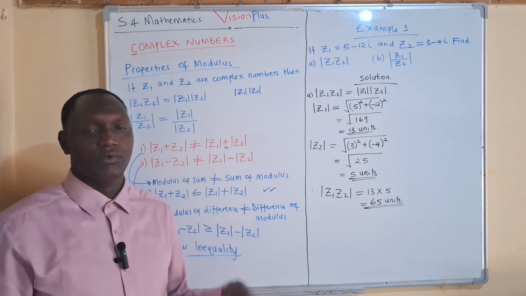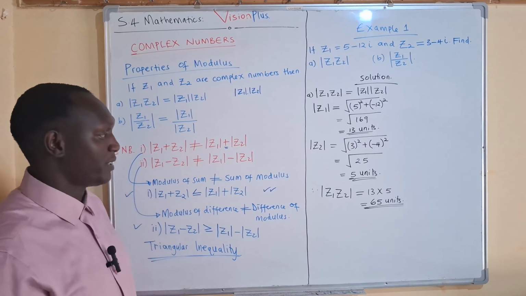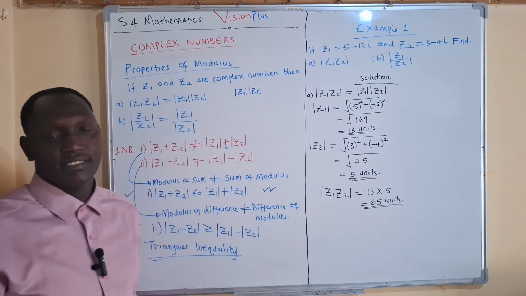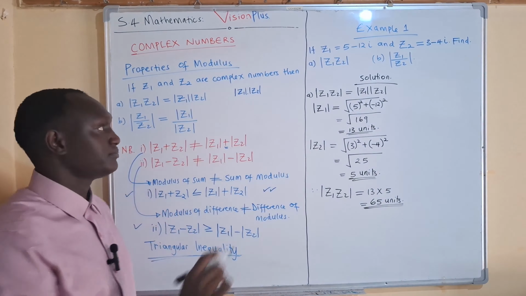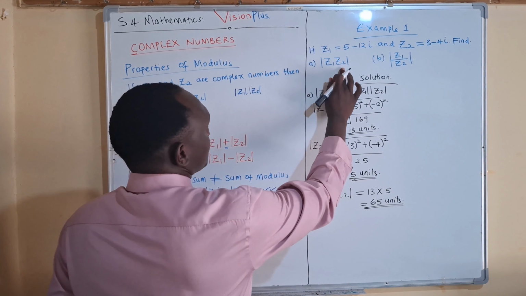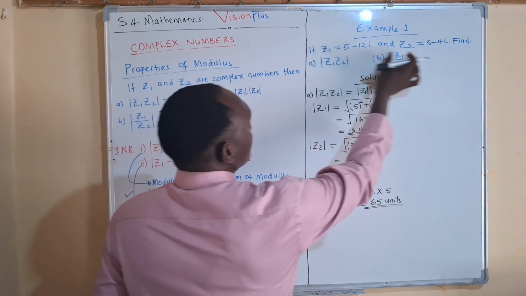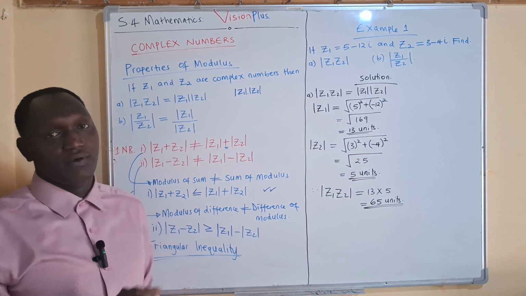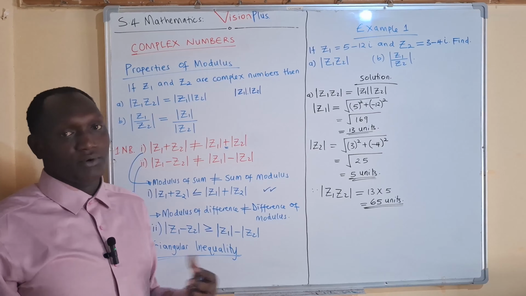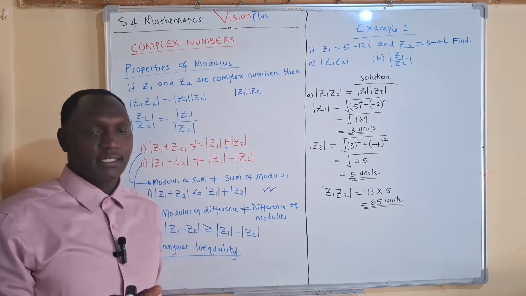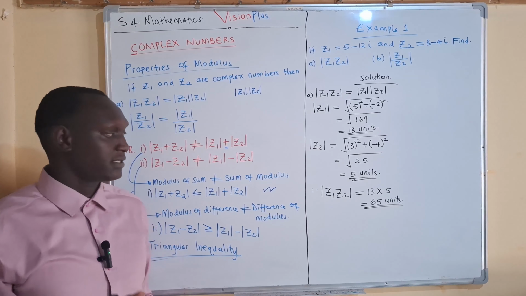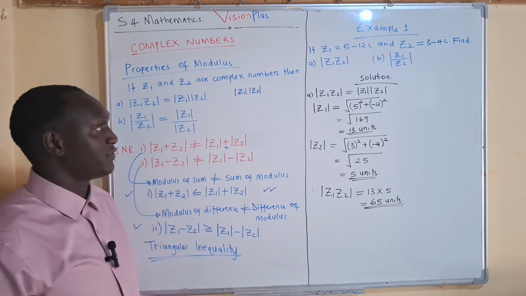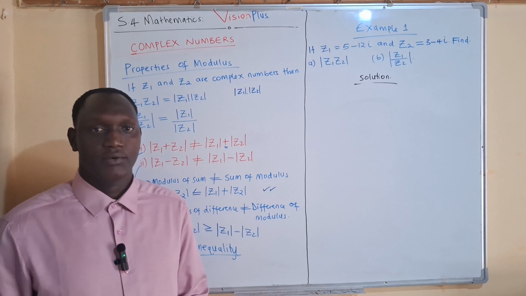Now, this is when we are applying the concept of properties. However, if you do like we did in the previous examples when we were looking at modulus, you multiply z1 times z2 first, following the laws of multiplication of complex numbers. You'll find the product of z1 and z2. And then if you find the magnitude of that product, it should give you 65 units. So this is for part A. Let us go to part B.